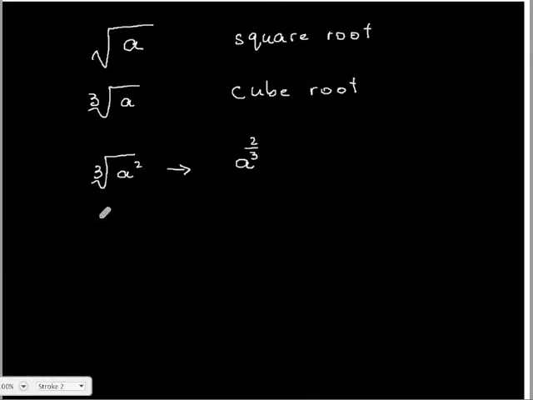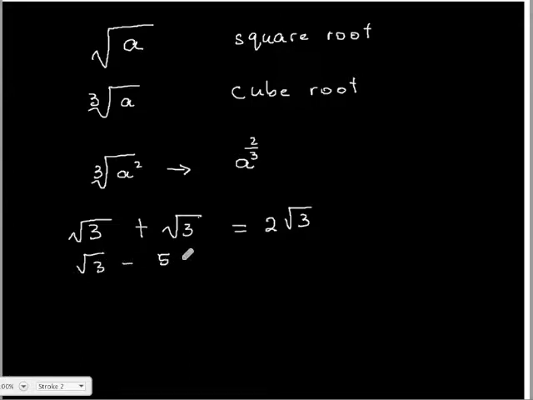Fact 1, when you're adding and subtracting square roots, you must add and subtract only the like roots. For example, you can add root 3 and root 3 to make it 2 root 3. Or root 3 minus 5 root 3 can be negative 4 root 3. But you can never add root 3 plus root 5. This is already simplified.